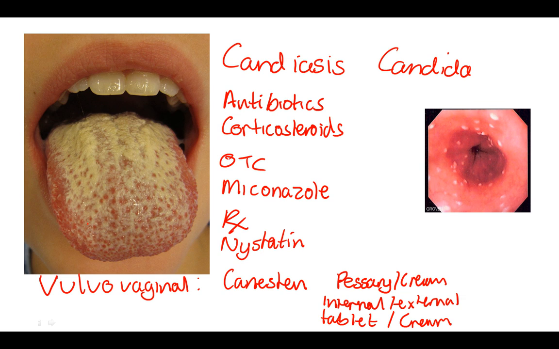So the tablet oral absorption will actually treat the vaginal candidiasis. Okay, or you can have what's known as an internal cream, which is applied locally to inside the vagina itself, or you can use a pessary. Depends on patient preference as to which one they would like, but all are reasonable treatments for vulvovaginal candidiasis. Okay.